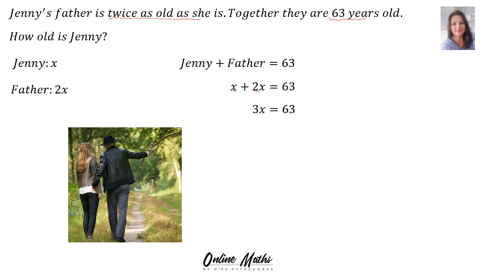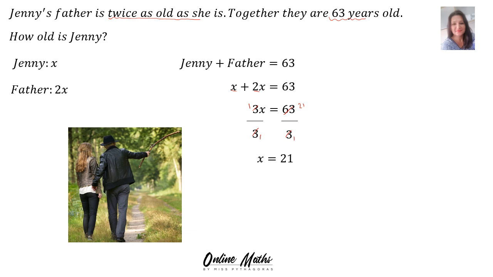And let's solve x. So we'll get rid of the 3, the coefficient in front of the variable, in front of x. So we will divide by 3 both sides. And then we'll say 3 goes in itself once, 3 goes in itself once. So on the left we'll be left with x. And on the right hand side, 3 goes into 63 21 times.